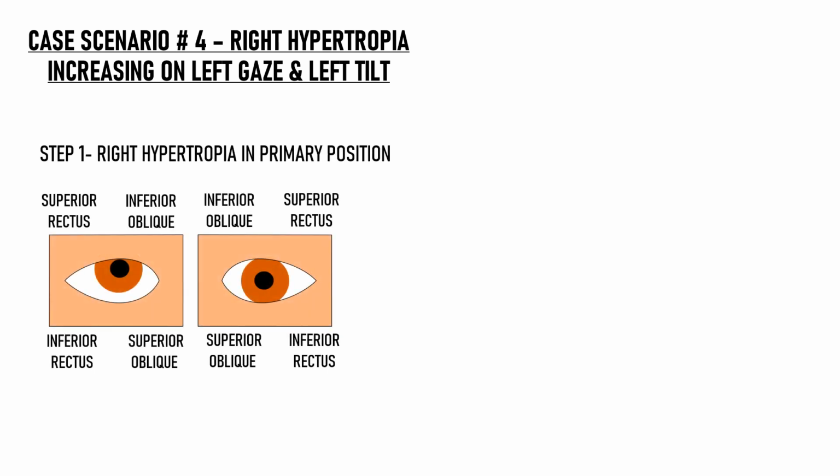Scenario 4, suppose the patient has right eye hypertropia increasing in left gaze and left tilt. So step 1, right hypertropia, right eye is higher than the left eye, which means that the depressors of right eye, right inferior rectus and right superior oblique, or the elevators of left eye, left superior rectus or left inferior oblique, one of these muscles is not working. The other four are eliminated.